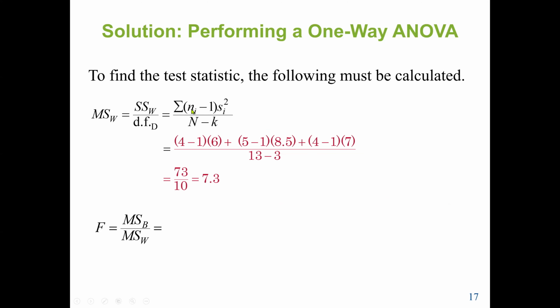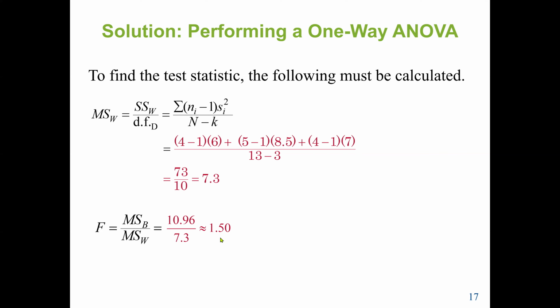Because the first sample size is 4, the second sample is 5, and the third sample size is 4, we subtract 1 from each. Then the variance for the first sample is 6, the second is 8.5, and the third is 7. So now we know the MSB and we know the MSW, so we can find the test statistic, which is the F, and it gives us 1.5.